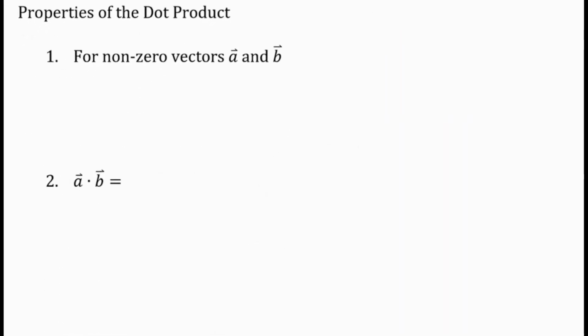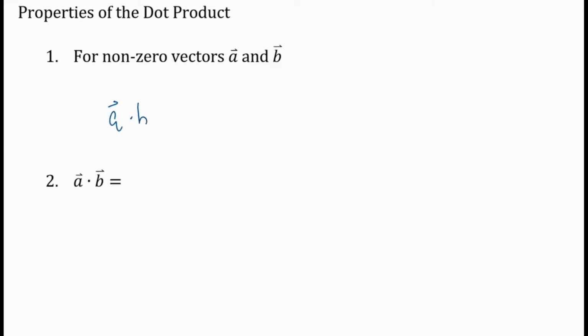Okay, some properties of the dot product. So every one of the different operations that we're going to do, dot product, cross product, multiplying by a vector, adding vectors, all of that stuff has different properties. Okay, we already talked about this one. So I'm just going to write it down.